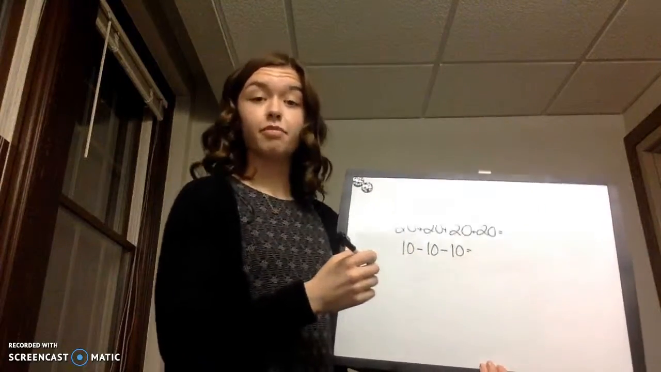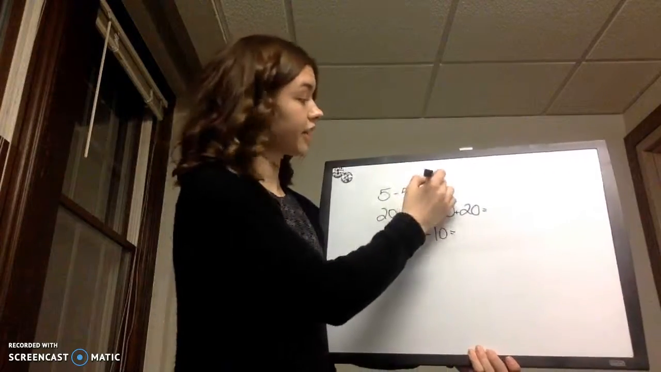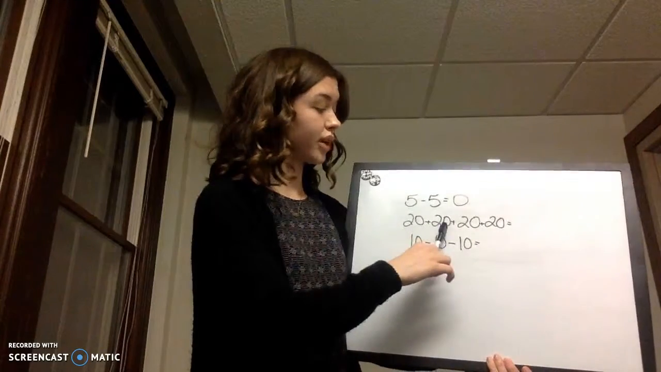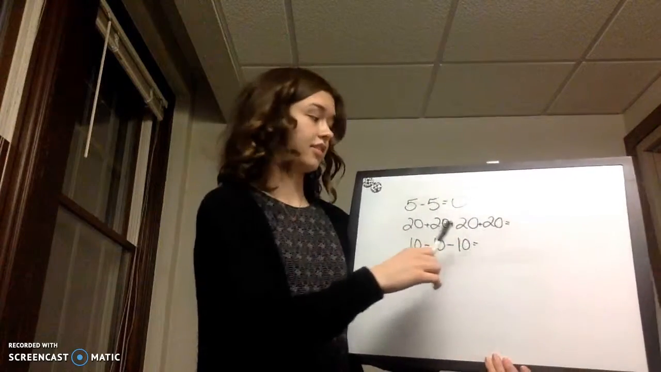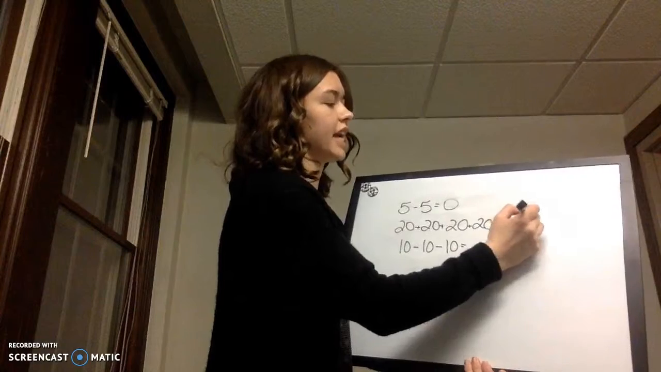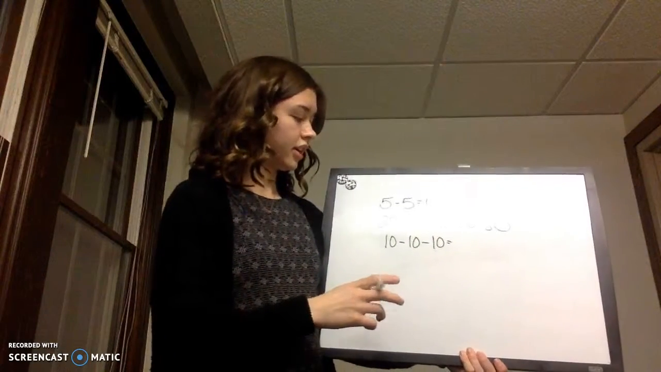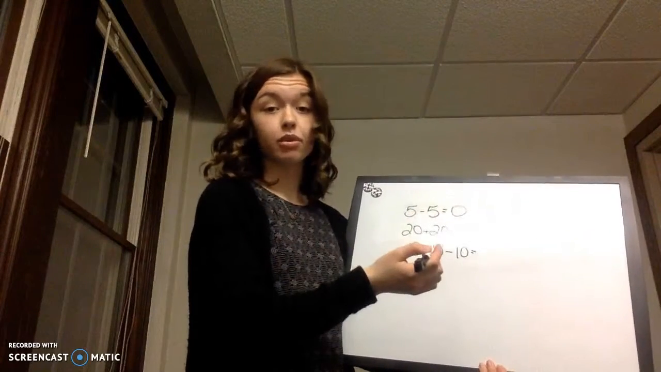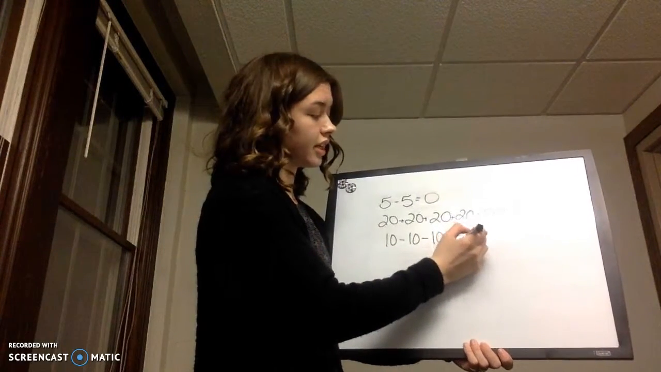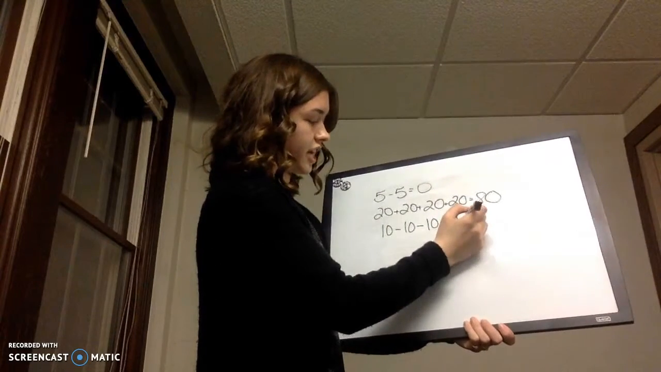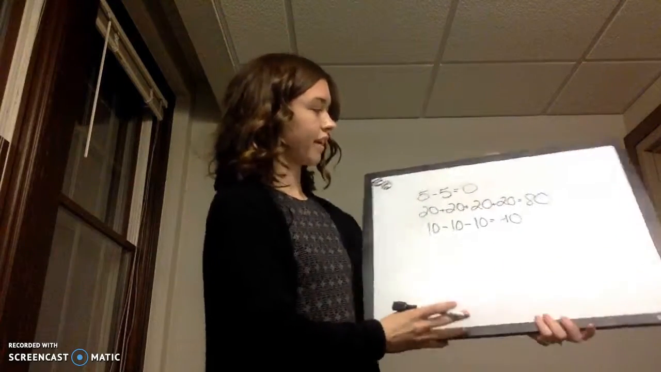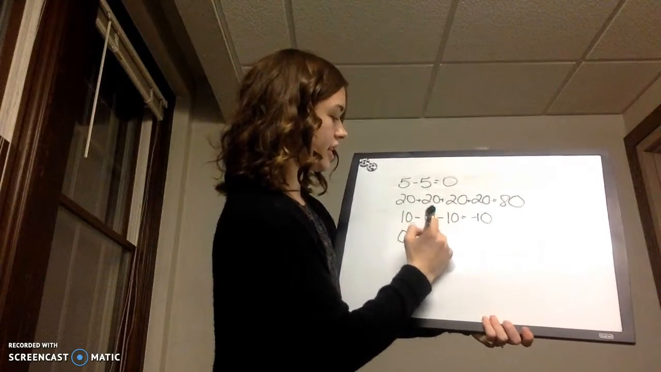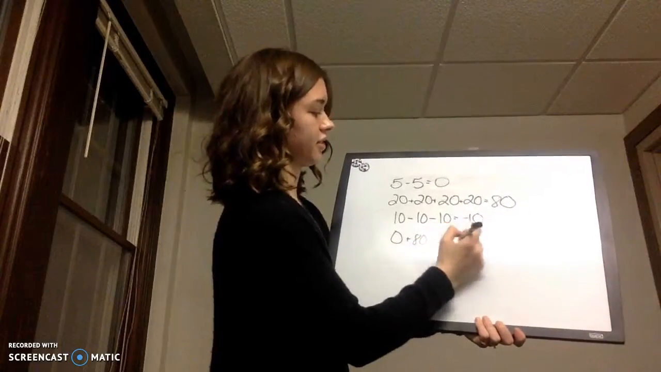Alright, who can tell me what 5 minus 5 is? That's right, it's 0. Alright, now who can tell me what 20 plus 20 plus 20 plus 20 is? 80. And who can tell me what 10 minus 10 minus 10 equals? That equals negative 10. Alright, so now we have to add 0 plus 80 minus 10.